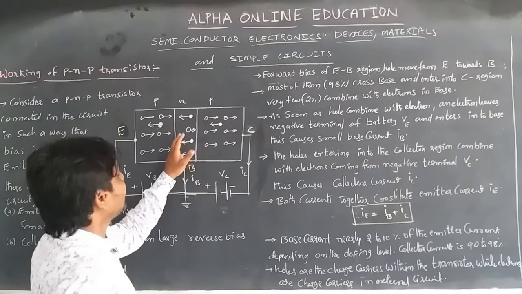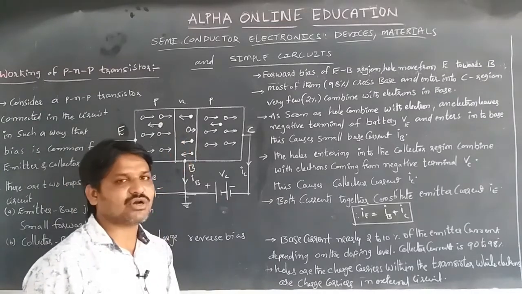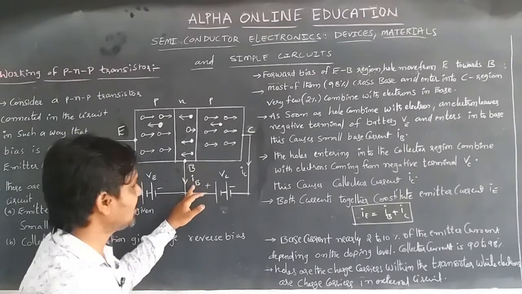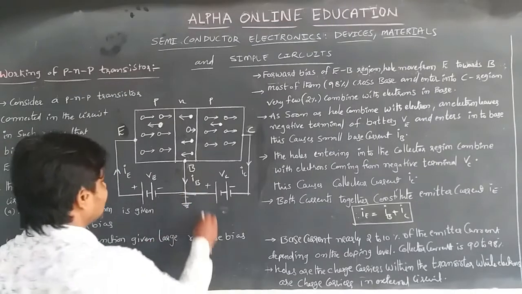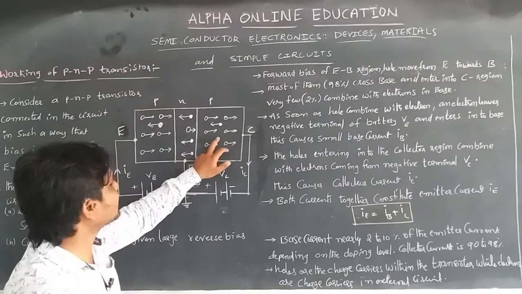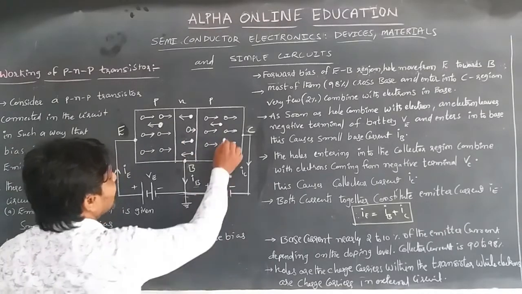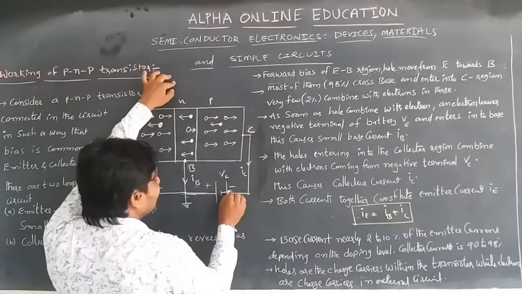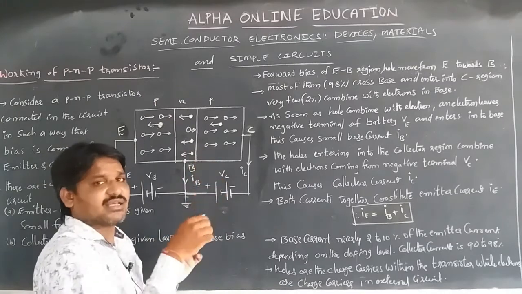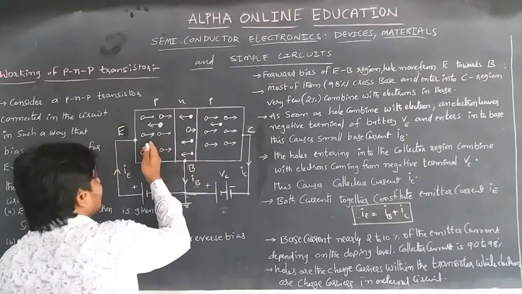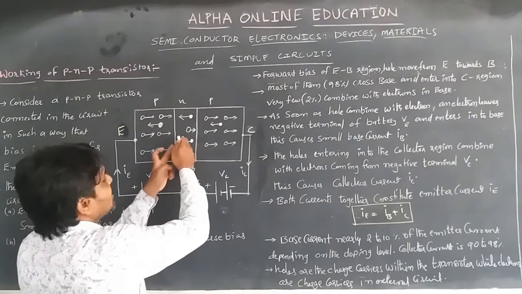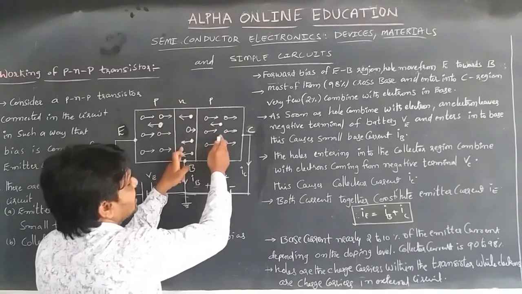Due to this recombination of holes and electrons, the current becomes possible: the base current flows in the circuit. That is a small current, called IB. The holes enter into the collector region and combine with the electrons provided by the negative terminal of the battery. So 98% of the holes emitted from the emitter reach the base, and from the base 98% of the holes are transferred to the collector.